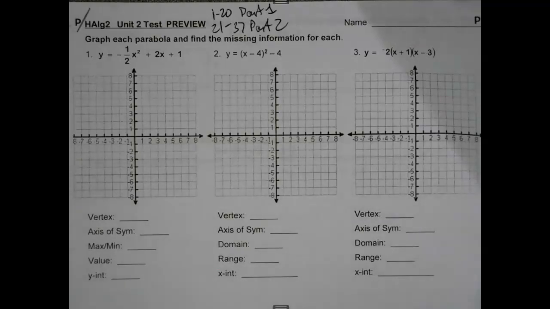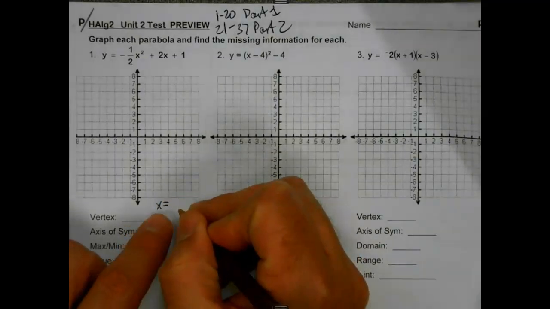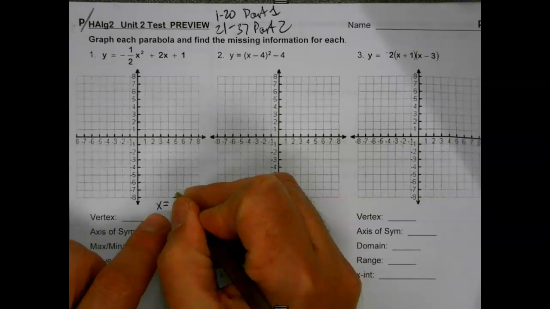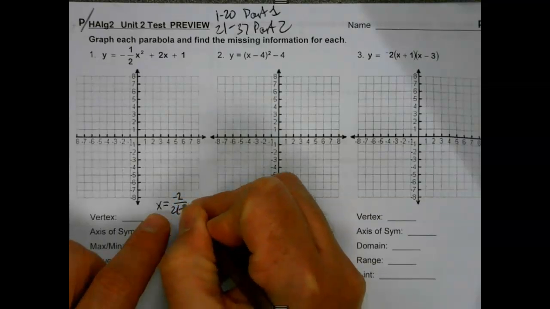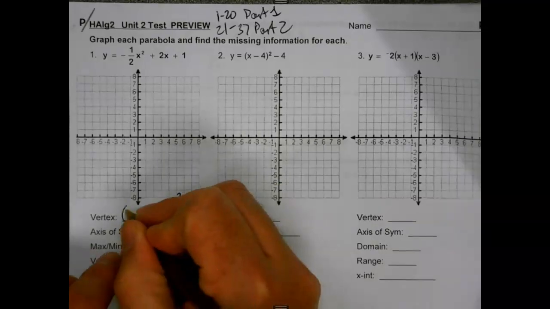So here we go. Graph the parabola and find the missing information for each. Okay, you have options on graphing your parabola. Could I put it in my calculator completely and use the table? Yep. Is that what Hardy's going to do? Nope. I am going to do the good old opposite of B over 2A. Negative 2 divided by negative 1 is 2.